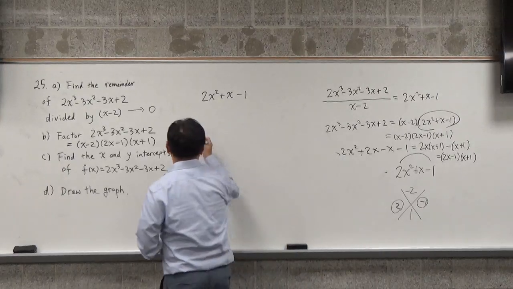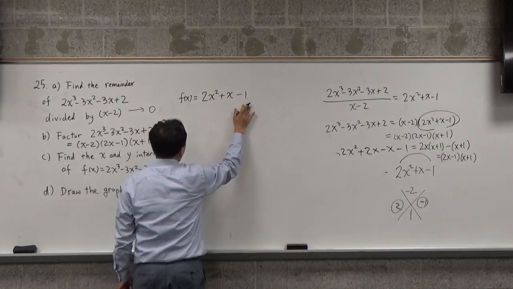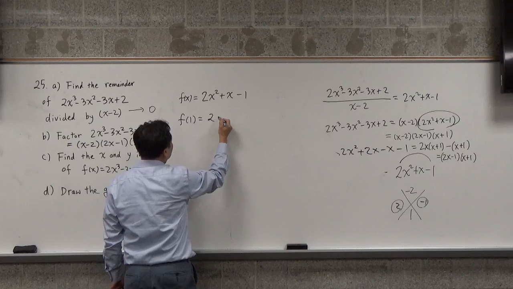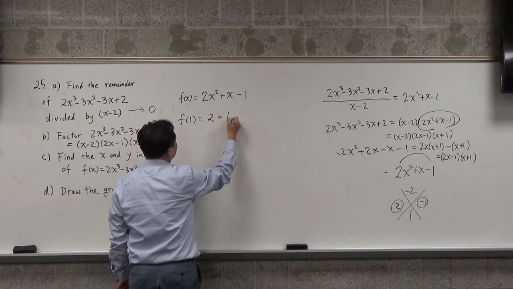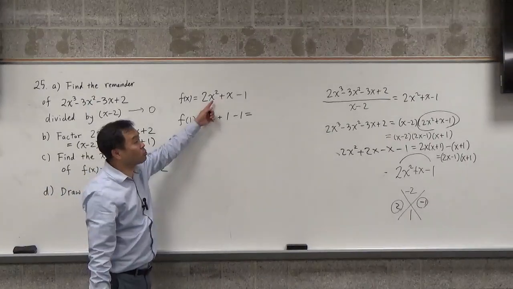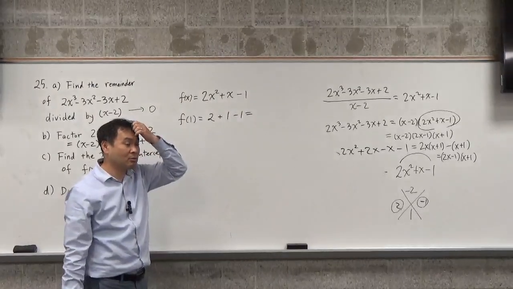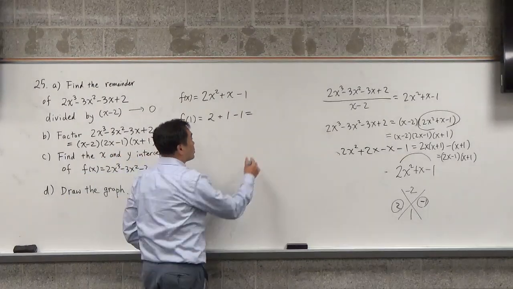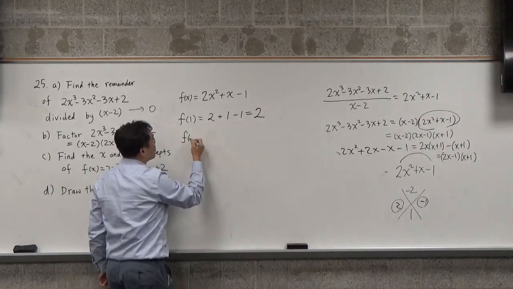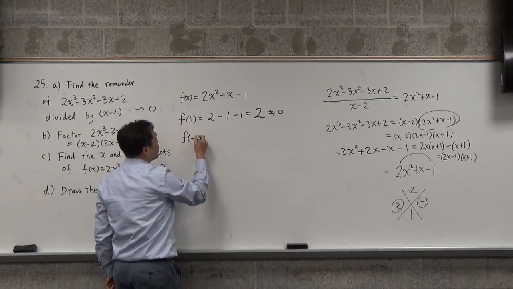So here's what you have. F of x equals 2x squared plus x minus 1. Let's plug in 1. What do you get? You get 2 plus 1 minus 1. Is that right? 1 squared is 1, times 2 is 2, plus 1, and then minus 1. What's the value? You get 2. So that's not 0. That's no good. What if you plug in negative 1?